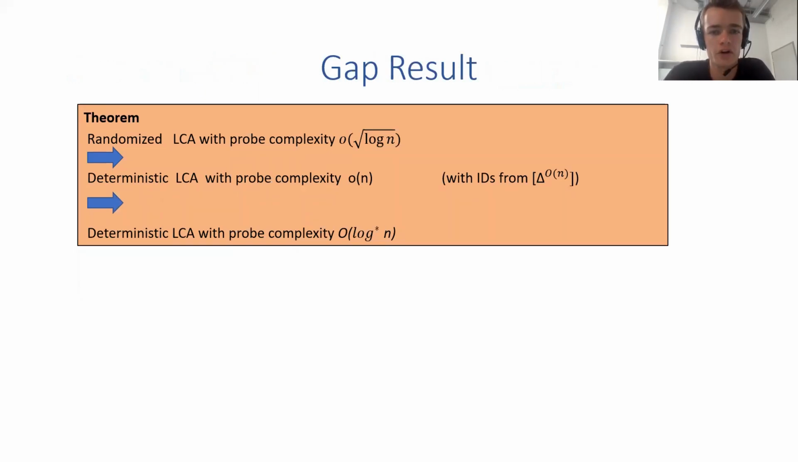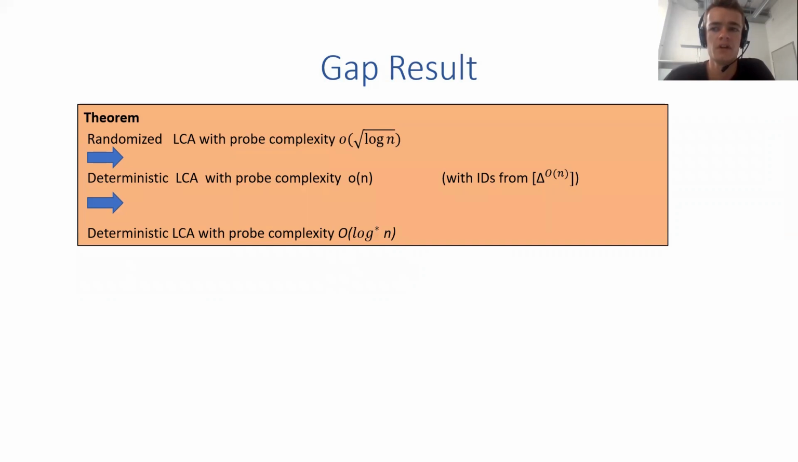Hence, what we have shown is that a randomized LCA with a probe complexity of little o of square root log N implies a deterministic LCA with a probe complexity of little o of N. That even works if the IDs are from this exponential range. And then the proof that I have omitted is that if we have this deterministic LCA with probe complexity little o of N, then we can turn it into a deterministic LCA with probe complexity order log star N.